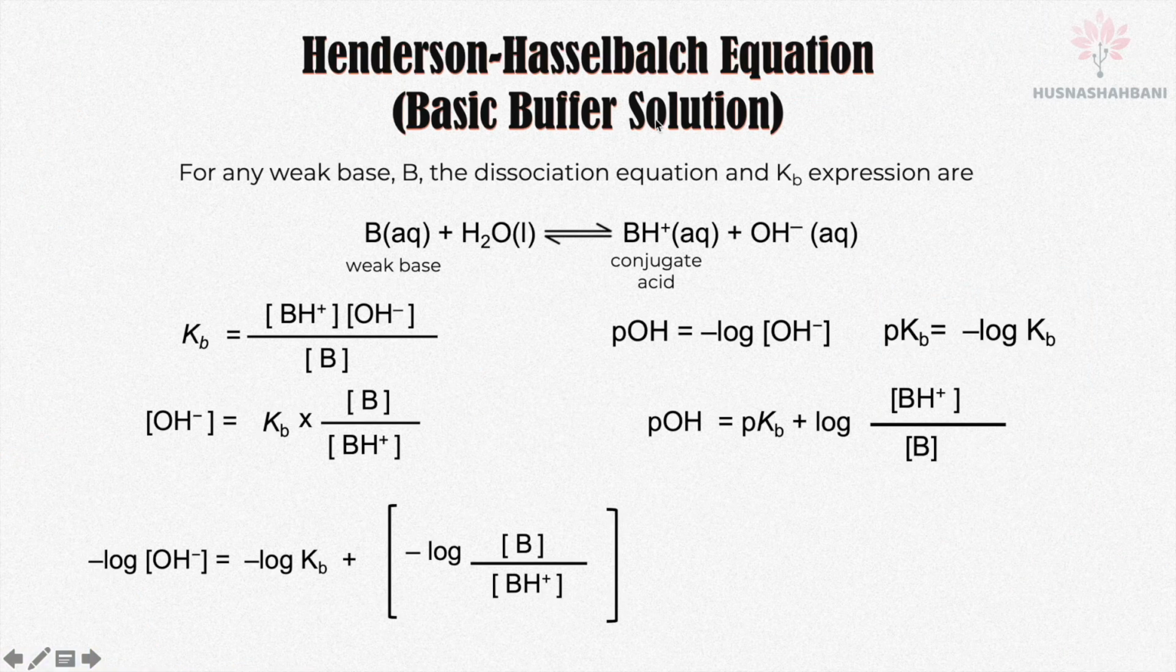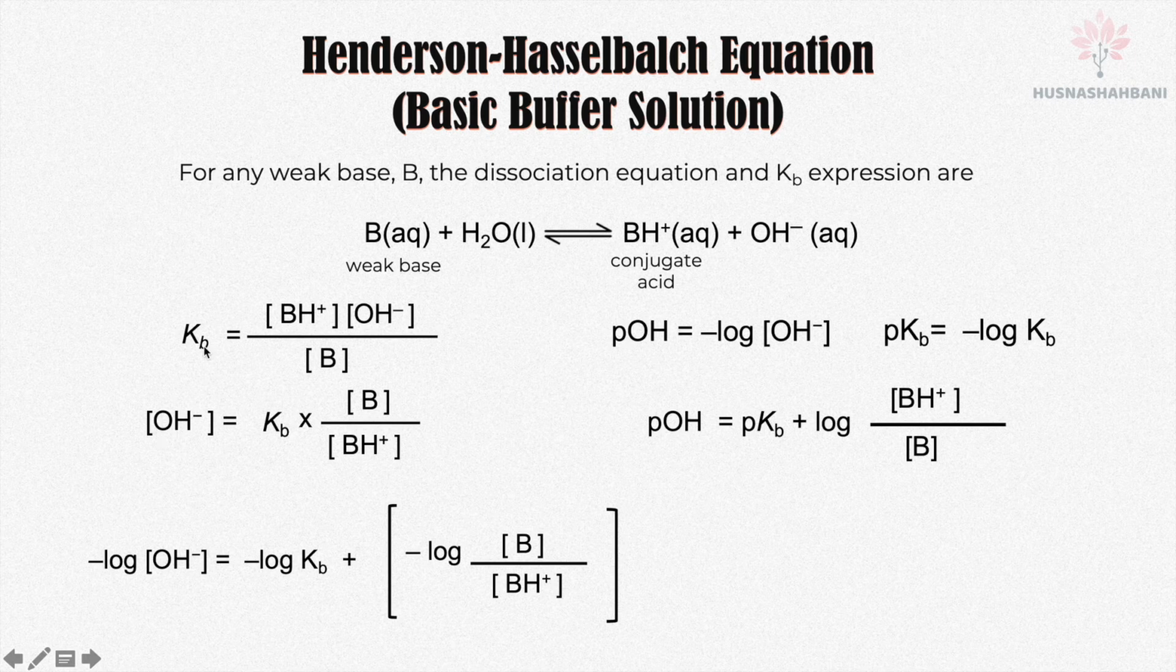Henderson-Hasselbalch equation for basic buffer solution. For any weak base, the dissociation equation and Kb expression are as follows. This is the Kb expression and this is the dissociation equation for a weak base. A weak base dissociates very slightly in water, that's why we use a reversible arrow. To become the conjugate acid, it accepts one proton, and OH minus. And the expression for Kb is products over reactants.